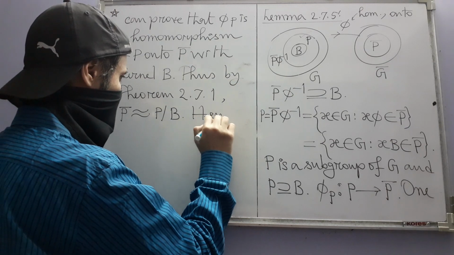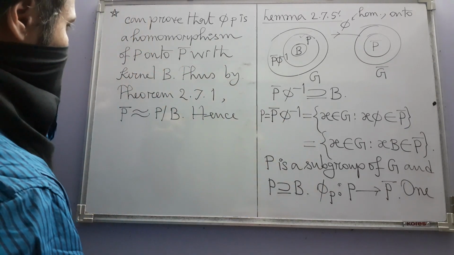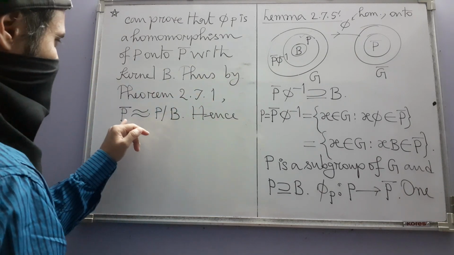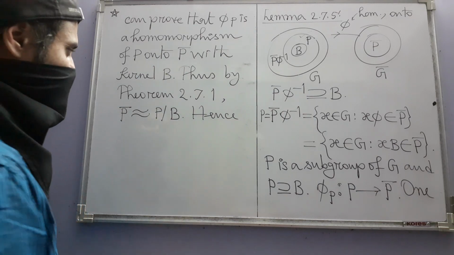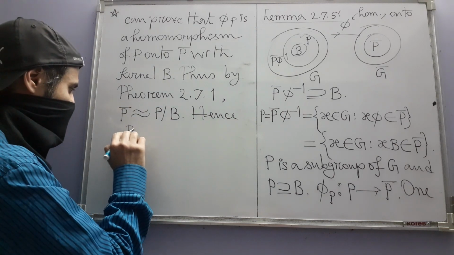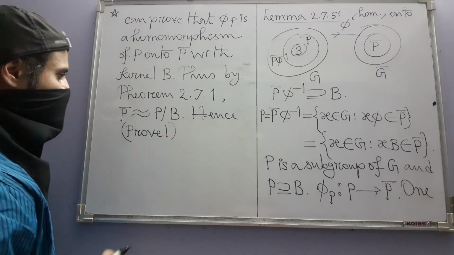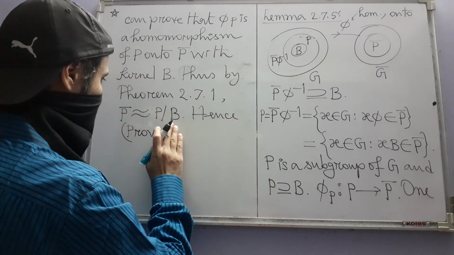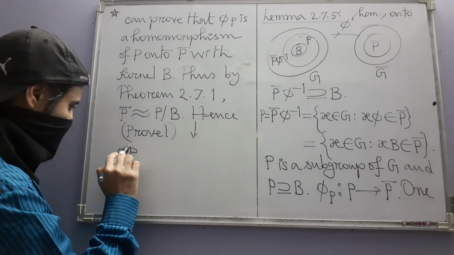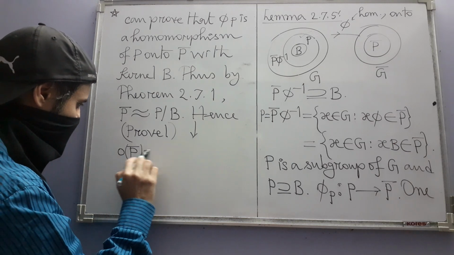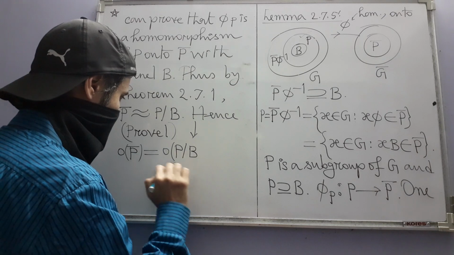Hence, and this explanation is not there in the book. In the book, it is just simply said that these two are isomorphic. Okay, and the author just simply said this proof. So this is our proof. So hence now what we are getting, the order, because these are finite groups, they will have the same order.